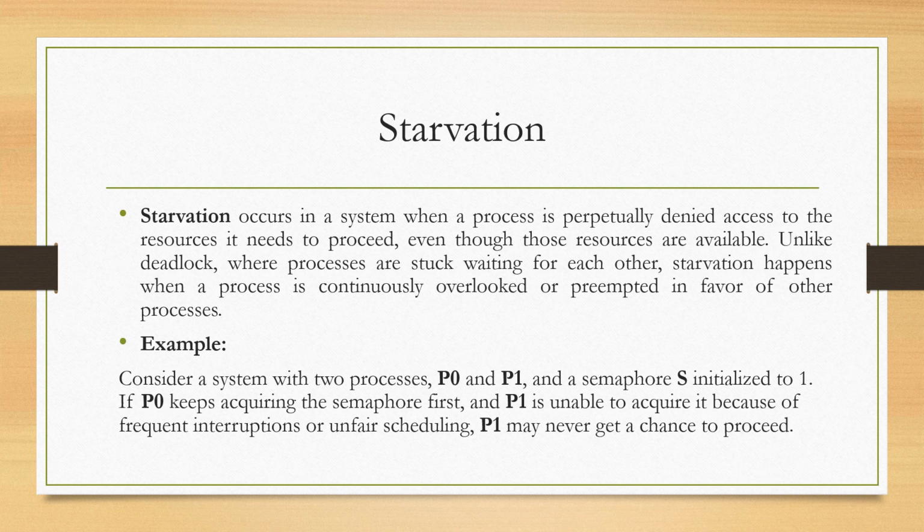Prevention of starvation. Fair scheduling: algorithms like round-robin or first-come first-serve, FCFS, ensure that processes are given a fair chance to execute. Aging: implement an aging mechanism where processes that have been waiting for too long are gradually given higher priority over time, ensuring they don't starve. Starvation is a critical issue in resource allocation systems. Mechanisms must be designed to prevent it, ensuring fair access to resources for all processes.